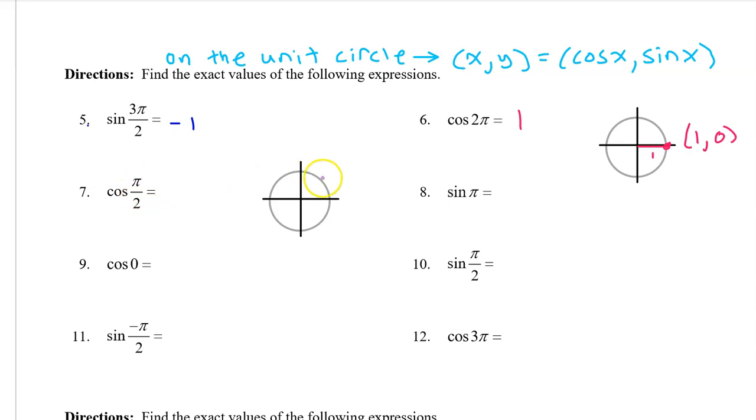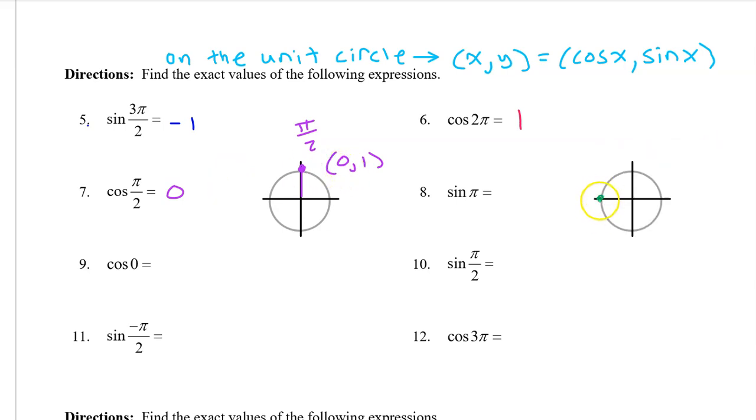Number 7, every quadrant is a multiple of pi over 2. So 1 pi over 2, or simply pi over 2, is right here at the top. This is pi over 2. Since this is on the line, we will use coordinates. And this is the point 0, comma 1. On the unit circle, the cosine is the x value. So the cosine of pi over 2 is 0.